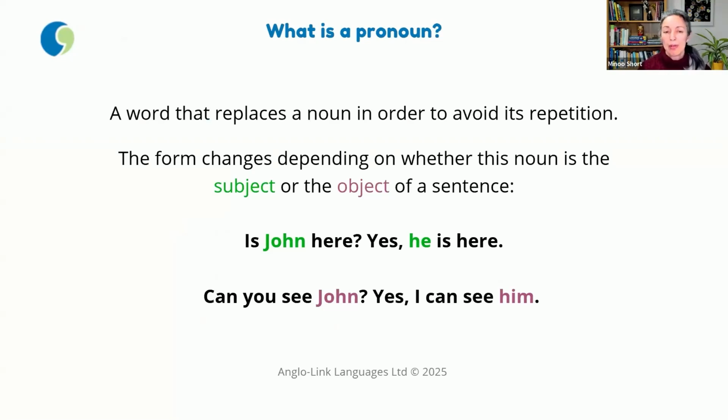Now, the form of the pronoun changes depending on whether this noun is the subject or the object of a sentence. For example, if you say, "Is John here?" John is the subject of this sentence, so the pronoun we use to replace it is he. Yes, he is here. But if we put John in the object position and say something like, "Can you see John?" then the pronoun changes to him. Yes, I can see him.